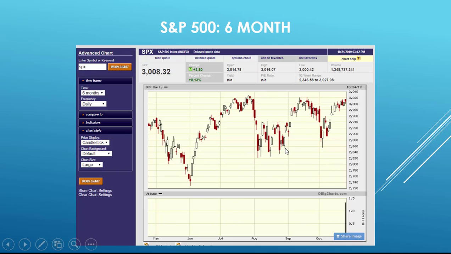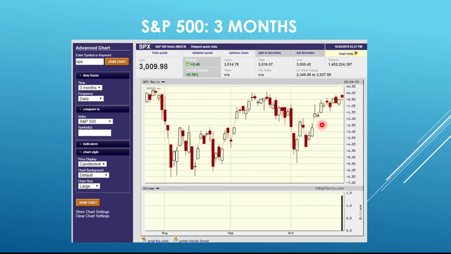Here's the S&P for 3 months using daily candles. Two bearish candles leads us into a bearish function for a period of time. Sideways action here. Then we get a recovery. Two bearish candles. And once again a recovery.